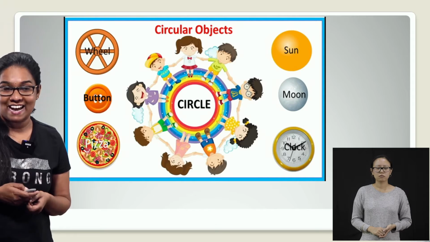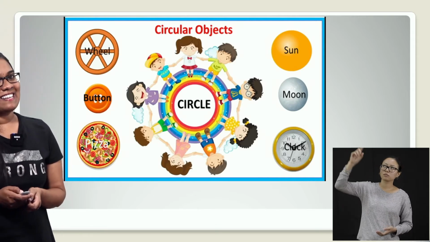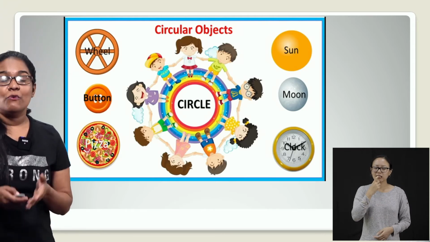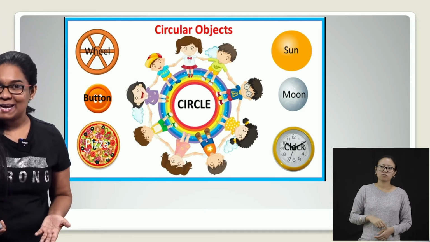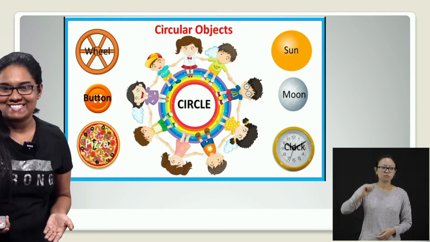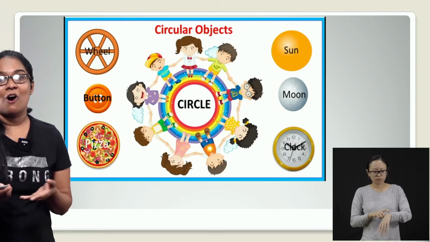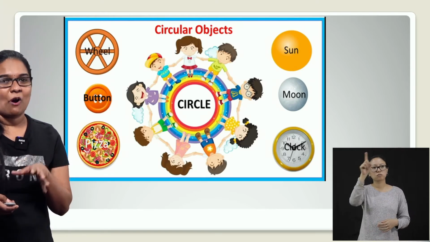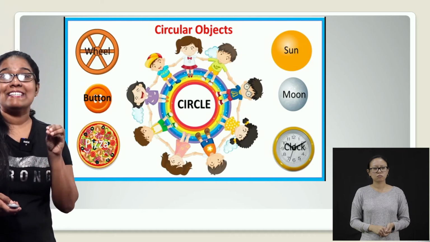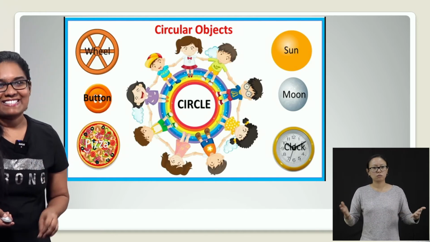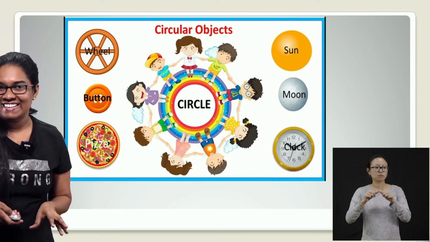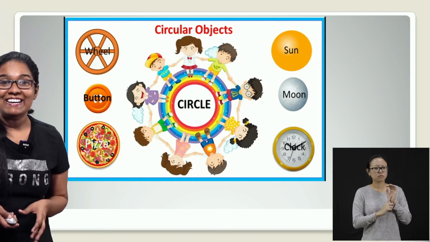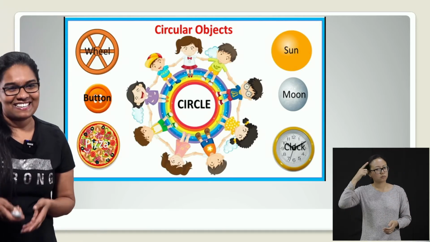Circle in shape. Then sun. Sun is also circle in shape. Then full moon. Full moon is also in which shape? Yes, it is circle in shape. Then clock. Clock is also circle in shape. Then tell me some name of objects that having circle in shape. Yes, wheel, button, pizza, sun, moon, clock are circular objects, right?